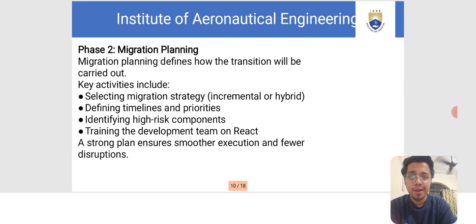Phase 2: Migration Planning. Migration planning defines how the transition will be carried out. Key activities include selecting a migration strategy, incremental or hybrid, defining timelines and priorities, identifying high-risk components, and training the development team on React. A strong plan ensures smooth execution and fewer disruptions.